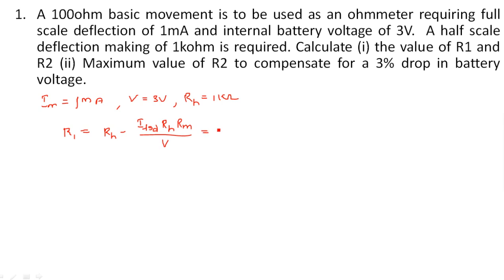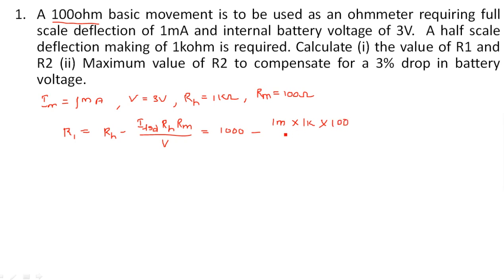So if you substitute all these values, RH is 1 kilo ohm, so nothing but 1000 minus, what is IFSD? 1 milli into RH 1 kilo into RM. What is the RM value? RM is also given. Internal resistance is given, right at the start. That is 100 ohms. So RM is equal to 100 ohms.